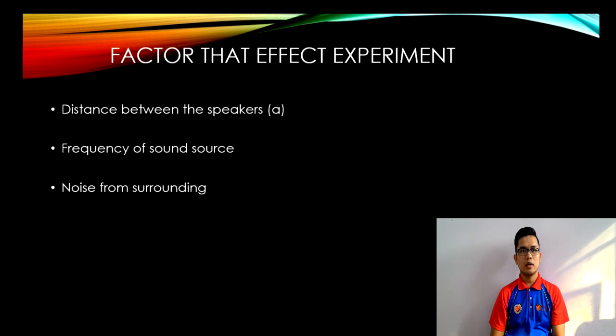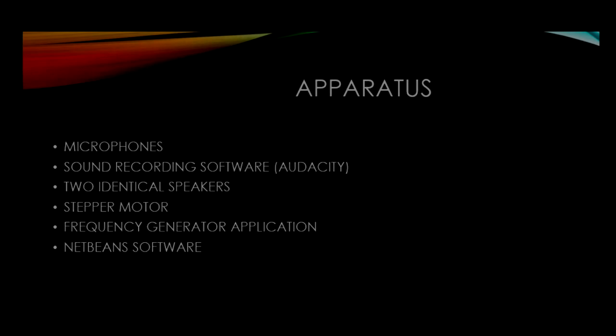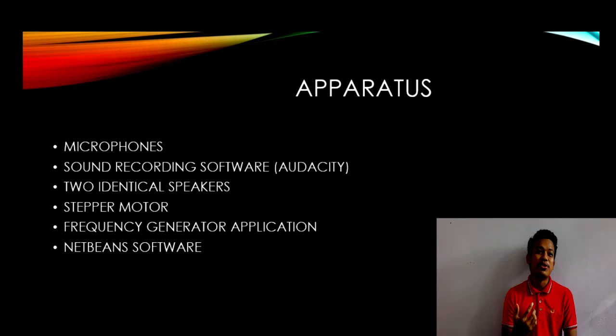Okay, next we learn about factors that affect our experiment. First is the distance between the speakers, that is A. Second, the frequency of the sound source. And the third is noise from the surroundings. The apparatus that we use are microphones, sound recording software that is Audacity, two identical speakers, a stepper motor, a frequency generator application, and the last one is NetBeans software.